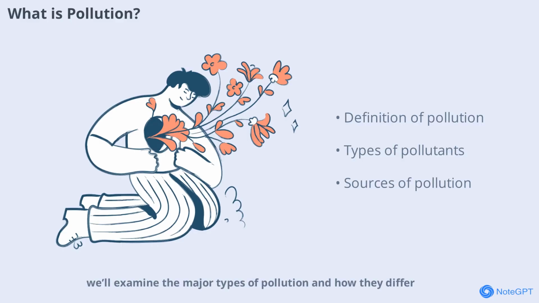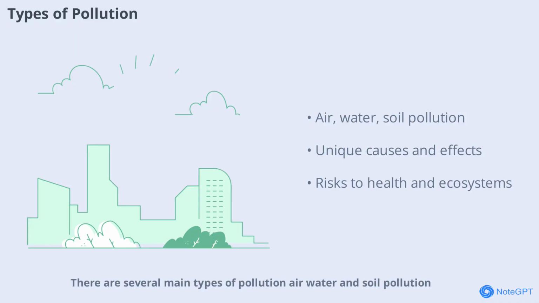Next, we'll examine the major types of pollution and how they differ. There are several main types of pollution: air, water, and soil pollution. Air pollution involves the release of harmful gases and particles into the atmosphere, often from burning fossil fuels. Water pollution occurs when chemicals, waste, or microorganisms contaminate rivers, lakes, or oceans. Soil pollution results from the accumulation of toxic substances in the ground, often due to pesticides or industrial waste. Each type of pollution has unique causes and consequences, but all pose serious risks to ecosystems and human health.